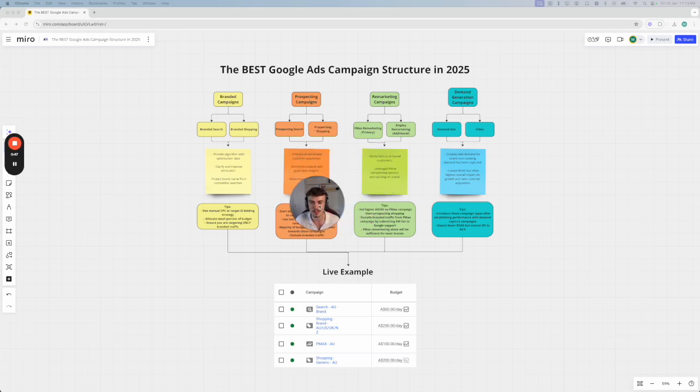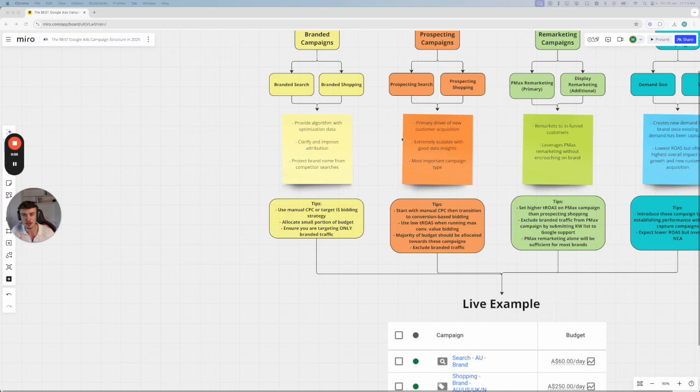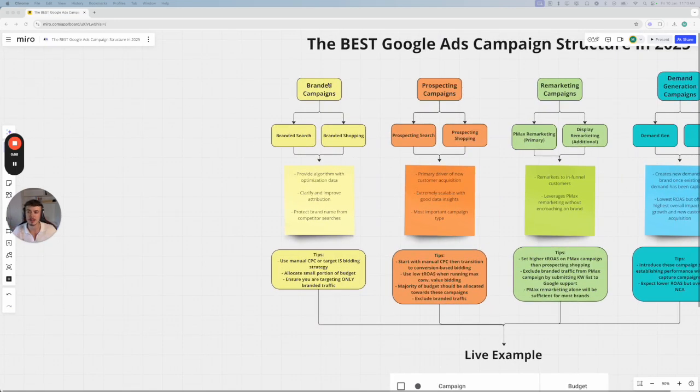So let me move this out of the way here for you guys. First of all, and arguably the most contentious topic when it comes to Google Ads campaigns is branded campaigns. Now, some people hate them, I don't. And one thing I said lately on one of my socials was that I have never seen a really high scale, high spend, high revenue account that doesn't have branded campaigns.